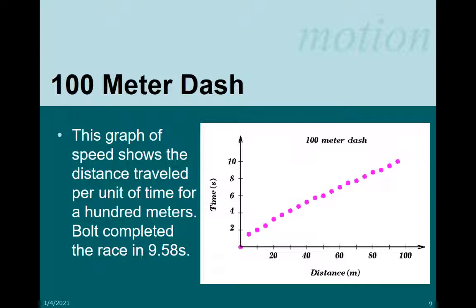Okay. This graph shows speed and distance traveled per unit time for 100 meters. Bolt completed this race in 9.58 seconds. That's flying. Anything under 10 is super, super fast. But you'll see on the bottom, on the x-axis, you have the distance in meters, and so how much time it took to reach that point. And so you can see a graph here representing the amount of speed. It's not perfectly straight because obviously no one can keep up an exactly perfect speed.